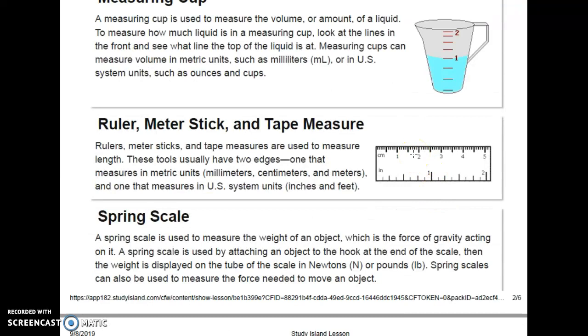Ruler, meter stick, and tape measure. Rulers, meter sticks, and tape measures are used to measure length. These tools usually have 2 edges. One that measures in metric units, that's millimeters or centimeters and meters, as you can see on the top, and one that measures in U.S. system units on the bottom. We have inches and feet.